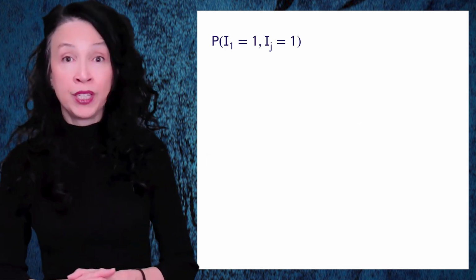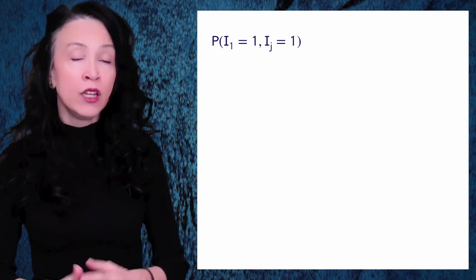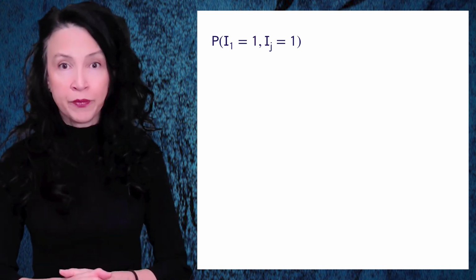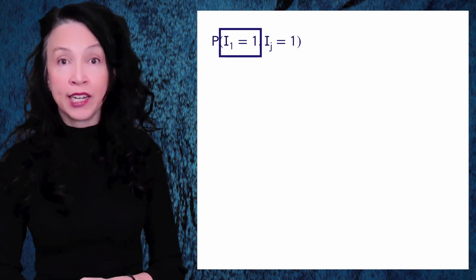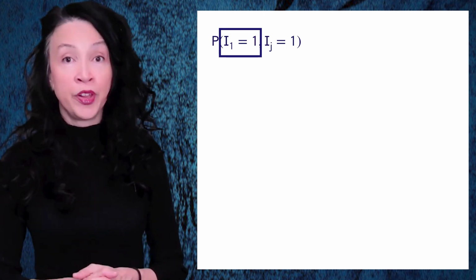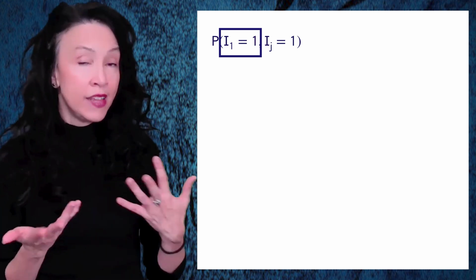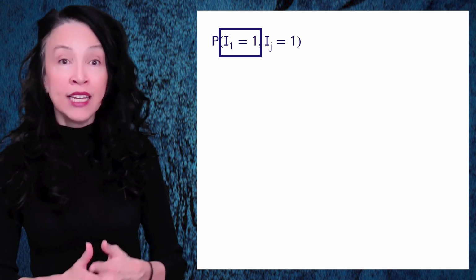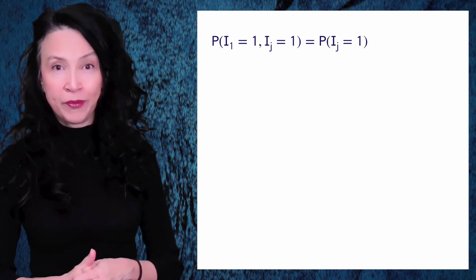Consider the joint probability that the first indicator is 1 and the jth indicator is also 1, where j is some number greater than 1. The first indicator is always 1, so this is meaningless information here. It's like saying, what is the probability that x is 3 and also 2 is less than 5? That's just the probability that x equals 3. In other words, I'm going to drop this. This is just the probability that I sub j is 1.